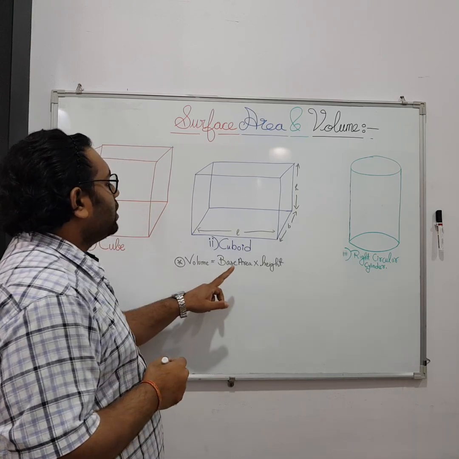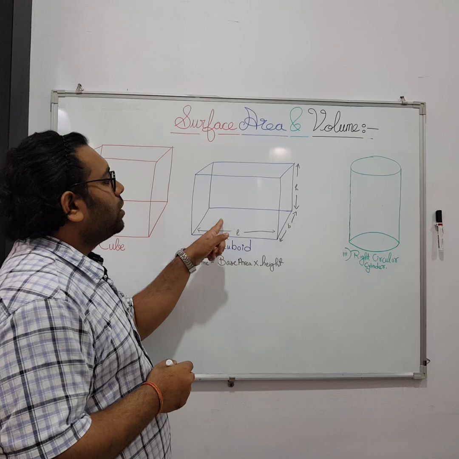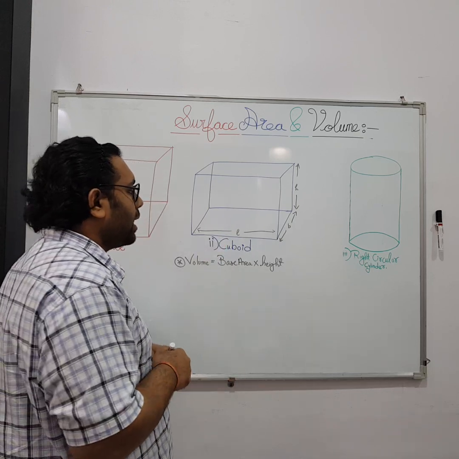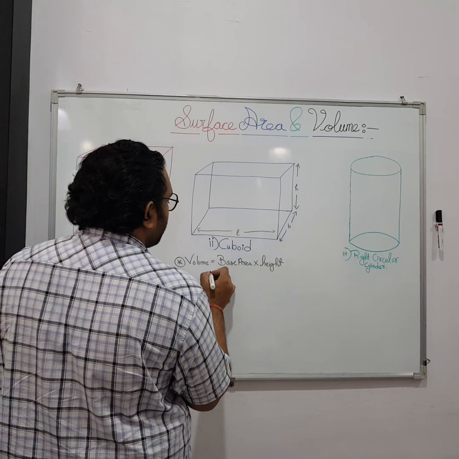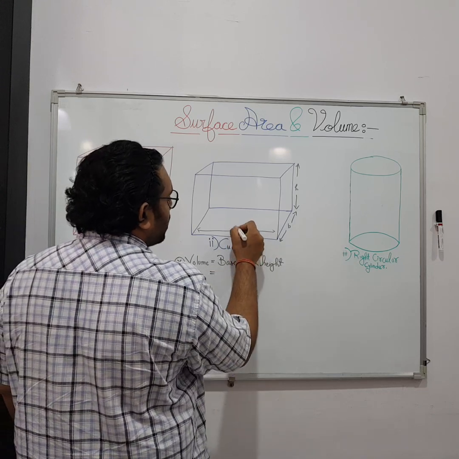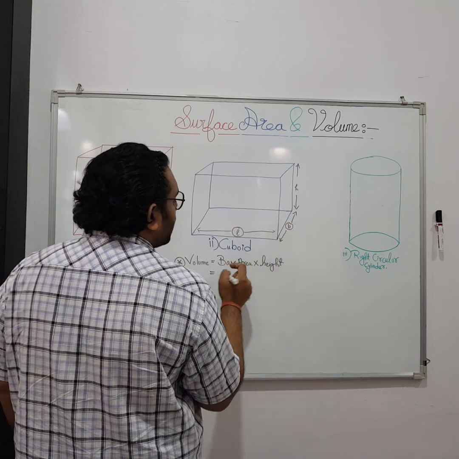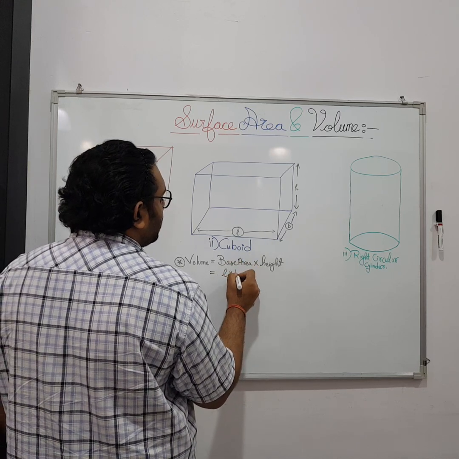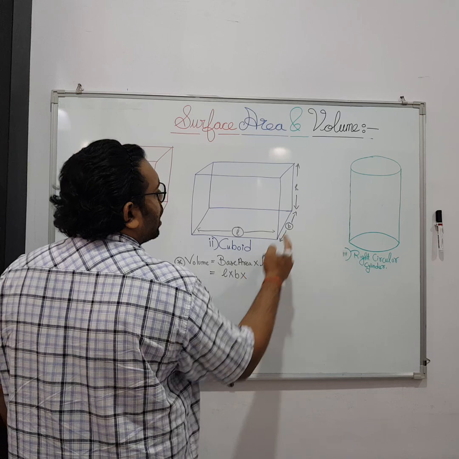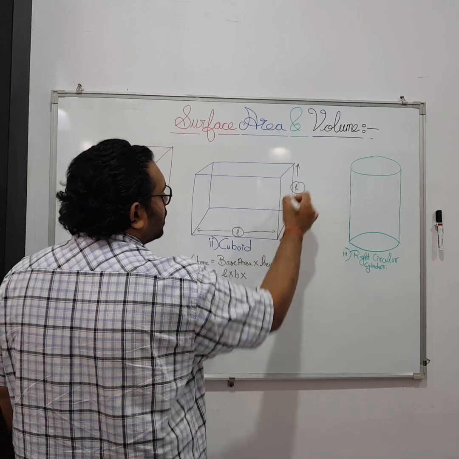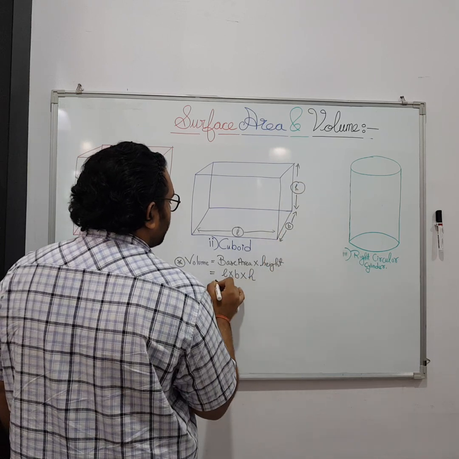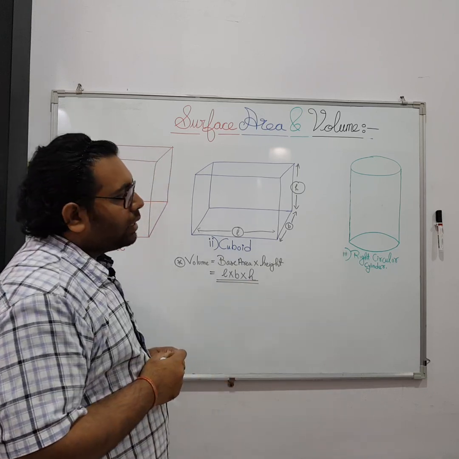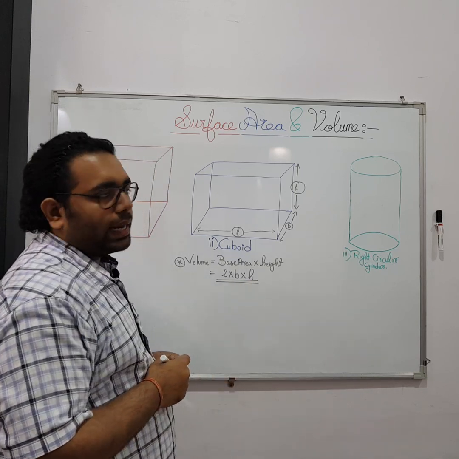But as you can see over here, the base of a cuboid is nothing but a rectangle, and everybody knows what's the area of a rectangle? Length into breadth, which means this particular length into this particular breadth will give me the base area. So that will be L into B. Now, what's the height over here? The height over here is H. That's it. So the volume of a cuboid is nothing but length into breadth into height.